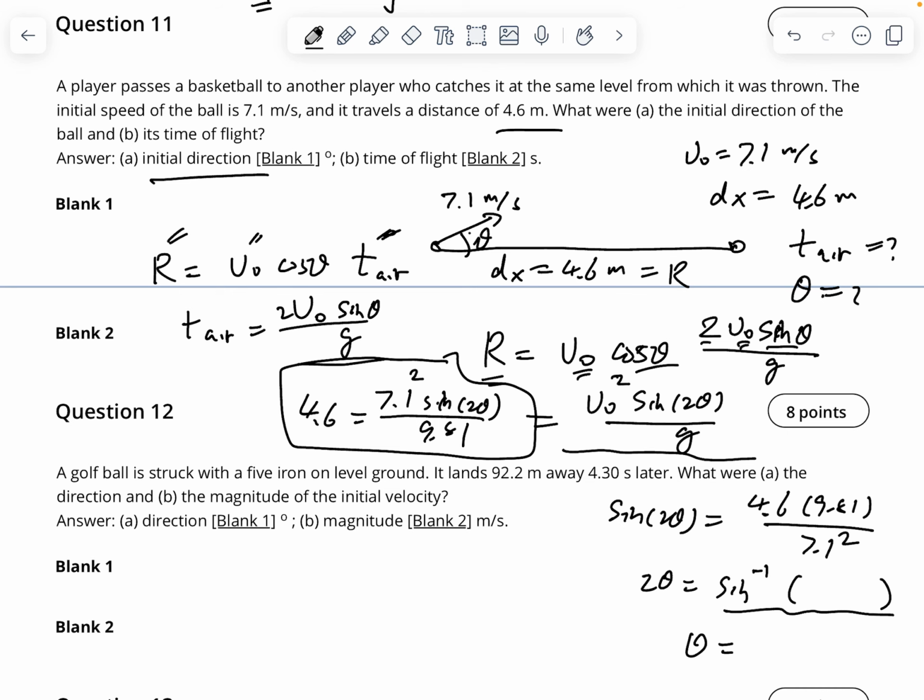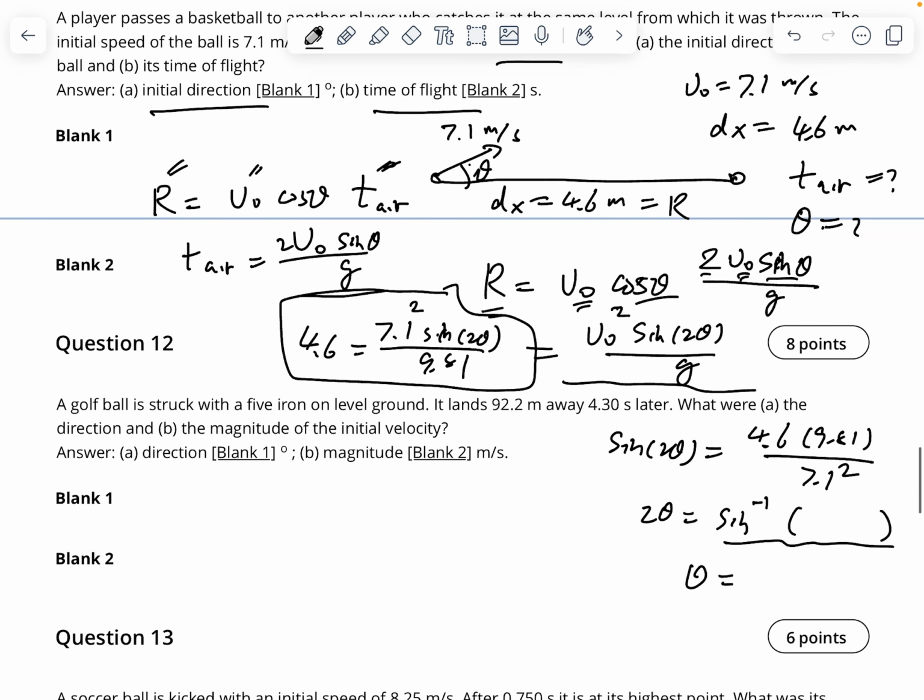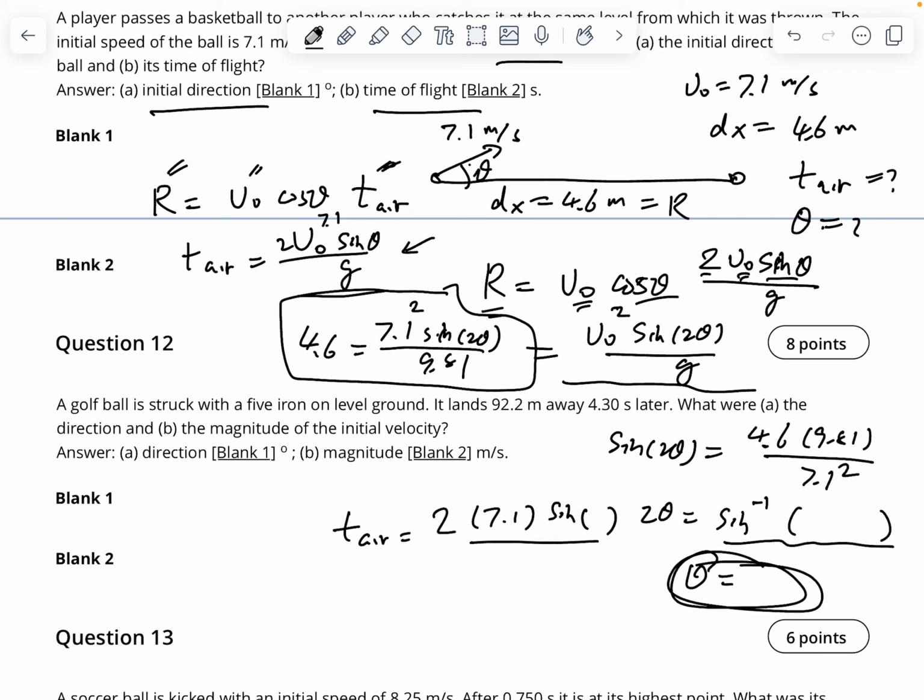This is the initial direction, and then the time of flight. Once you know the initial theta, plug into this equation to figure out the time of flight, basically the time in the air. So T air equals 2 times 7.1 times sine of whatever angle you get here, divided by g. Okay, so that's number 11.